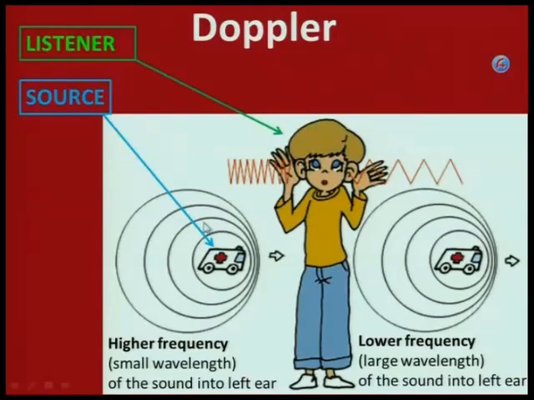So in this example, the listener is the boy and the source of the wave is the ambulance. This would make more sense later on, but for now you just need to know that the source is the thing making the noise, the car with the hooter or the ambulance with the siren. And whoever is listening or observing that sound is the listener.